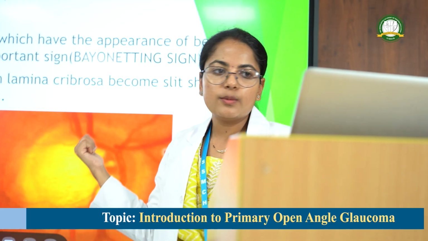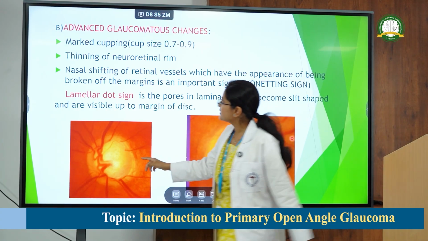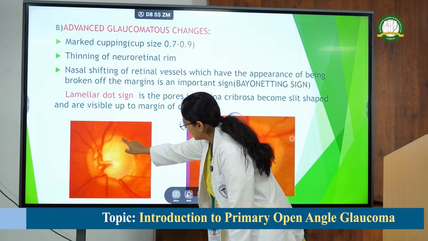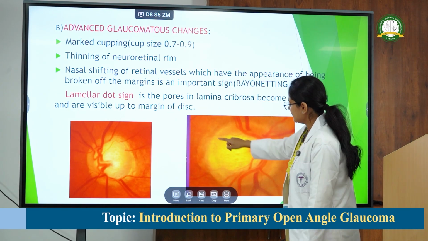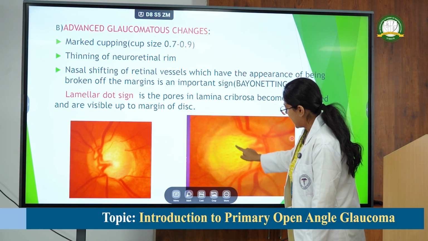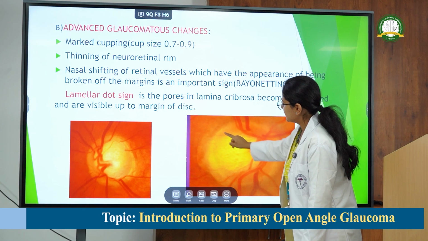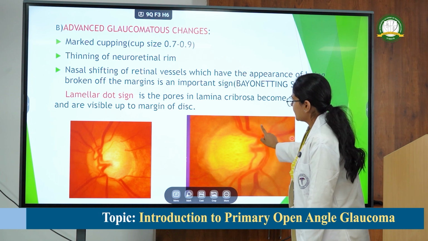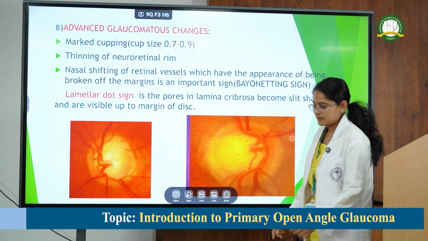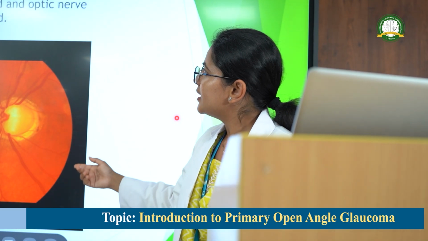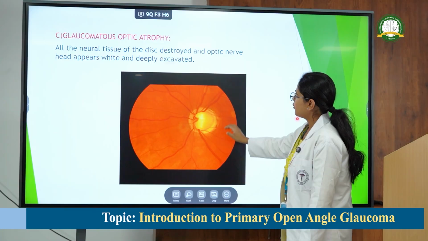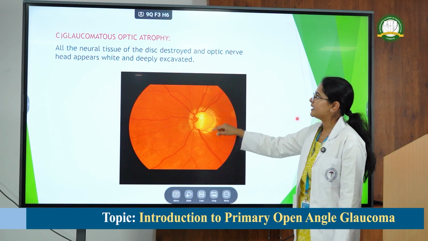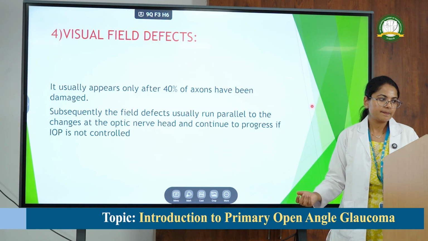Then advanced glaucomatous changes. What is here? You are seeing marked cupping. This is 0.7 to 0.8 cupping. So here what is happening? This is total cupping with lamina dot sign, and this is nasal shifting of retinal vessels you see here with broken margins. Then glaucomatous optic atrophy. In glaucomatous optic atrophy, complete neural tissue is destroyed and the optic nerve head appears white and deeply excavated.